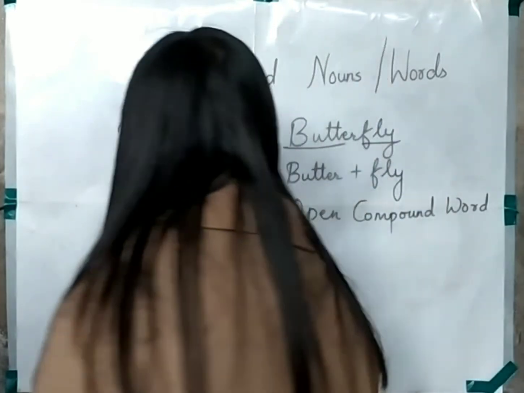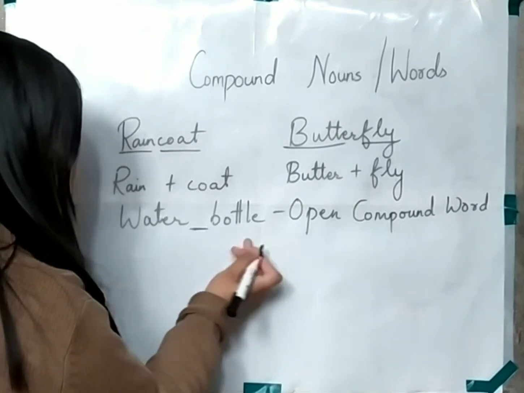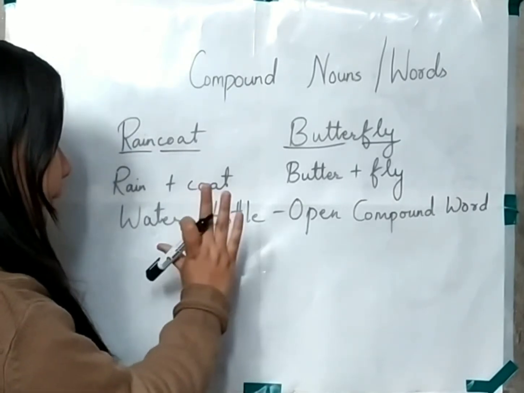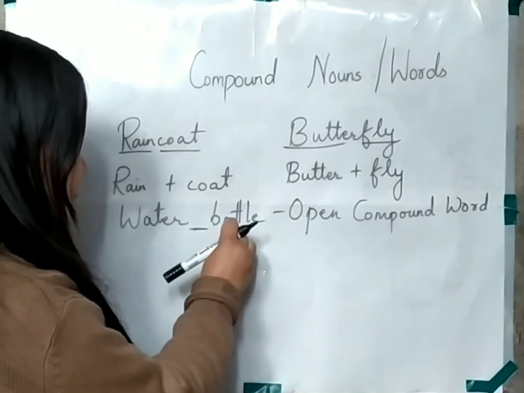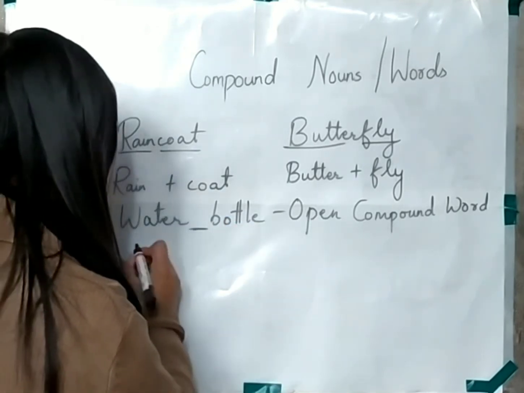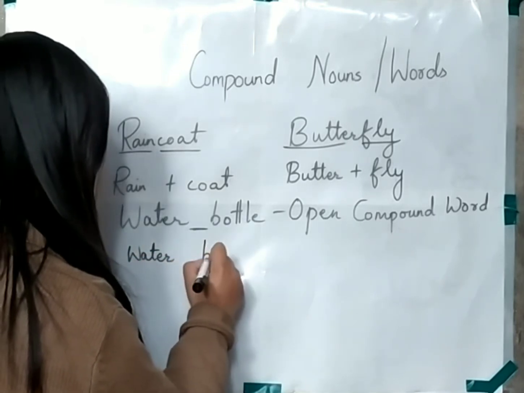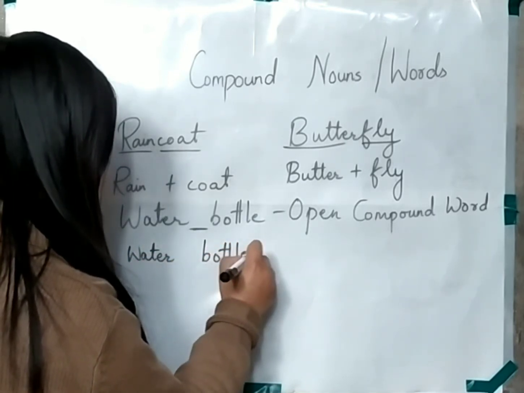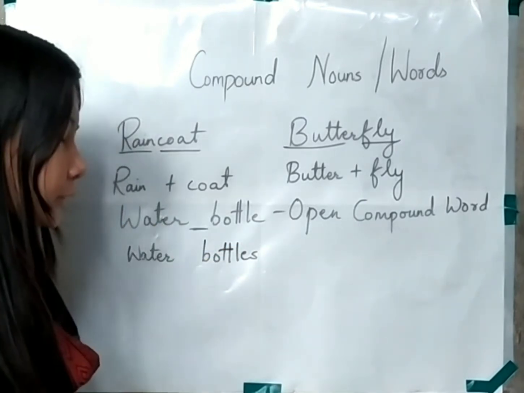Example, water bottle, singular. And if you have to make its plural, then you have to take the base word, that is bottle. Over here the main word is bottle because we are talking about the bottle, and we are saying it's a water bottle. So this is the base word. So what will we do over here? Simply we need to add s: water bottles. So this is the plural of water bottle.